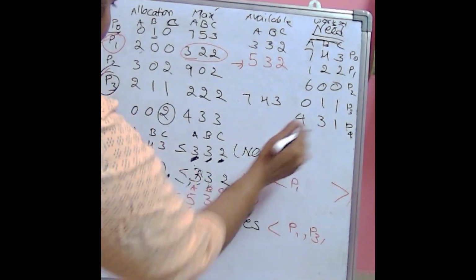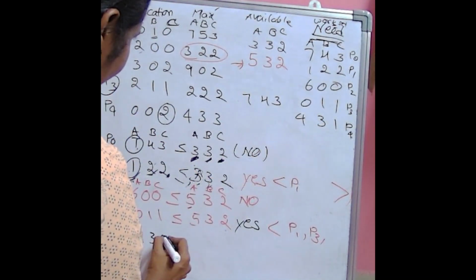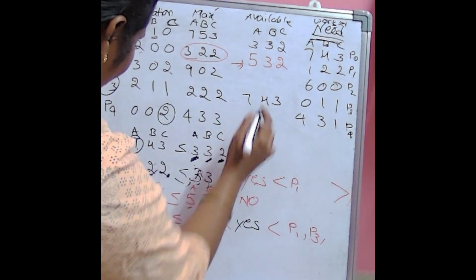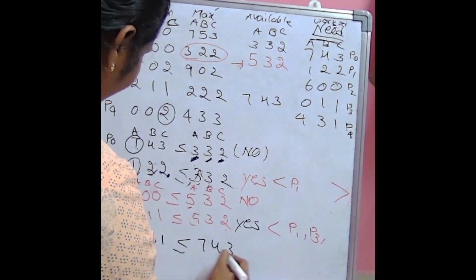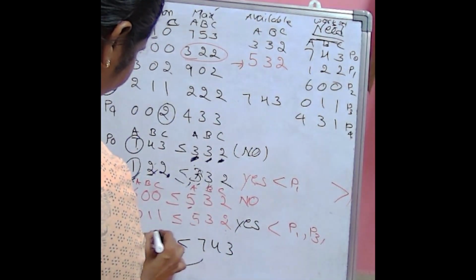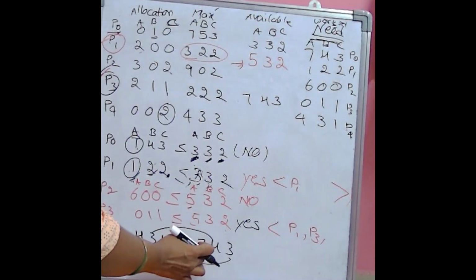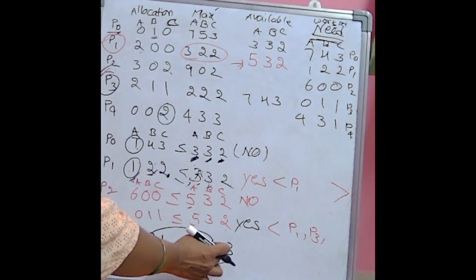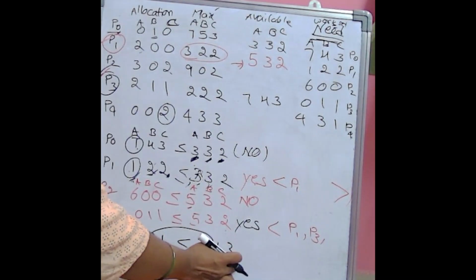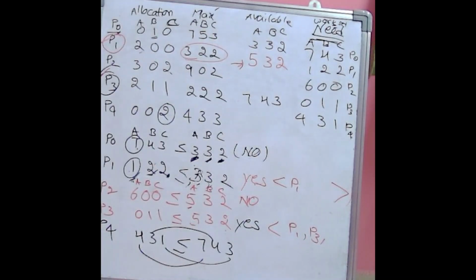What is the need of P4? 4, 3, 1. It is less than or equal to 7, 4, 3. All are less. For 4 it requires, we are having 7. For 3 it requires, we are having 4. For 1 it requires, we are having 3.